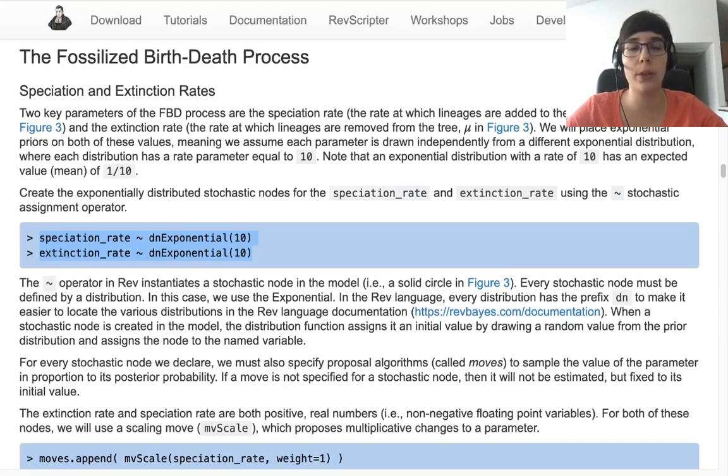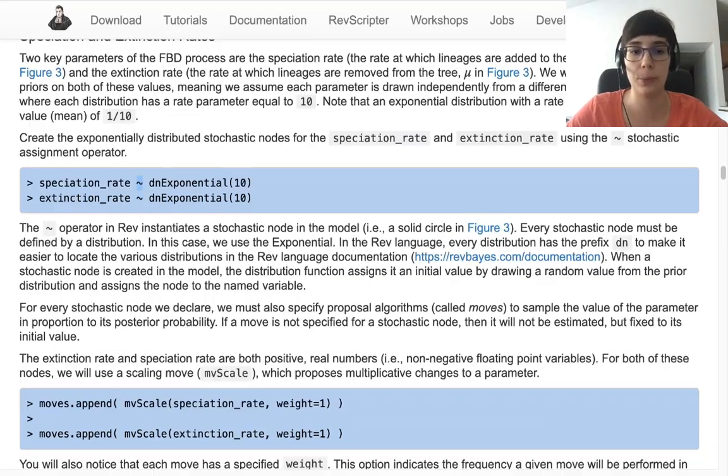So this is what is called a stochastic node in RevBayes. So this means that's a parameter that is going to be inferred during the MCMC. And so they are defined by the tilde operator and they are assigned directly to their prior distribution. Now these parameters are going to be assigned an initial value based on their prior distribution, but in order to be able to estimate their value during the MCMC, we also need a way to change that value, of course. And so we need to define a move for each of these parameters.